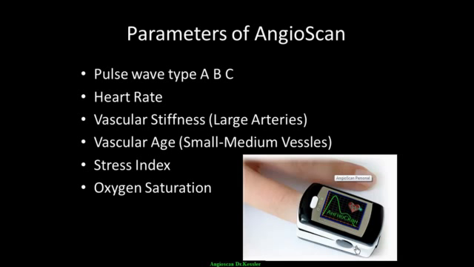Similar to our heart rate variability, it gives you a score on something called the stress index, which is similar to what we see in heart rate variability. And then we also measure oxygen saturation.